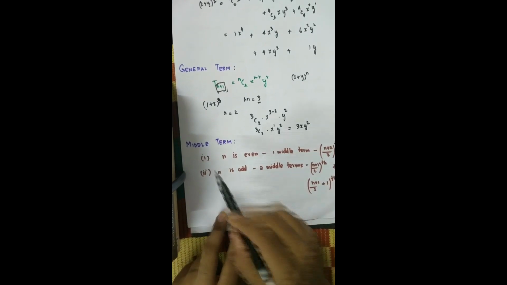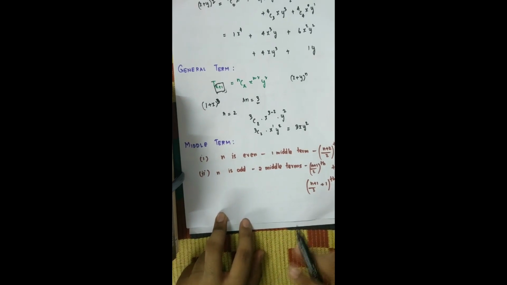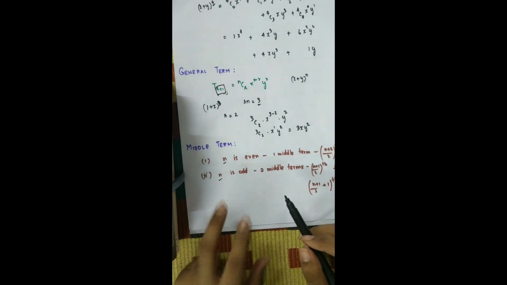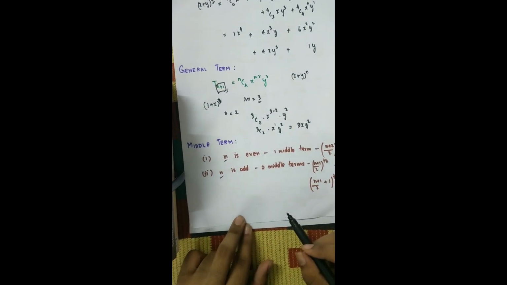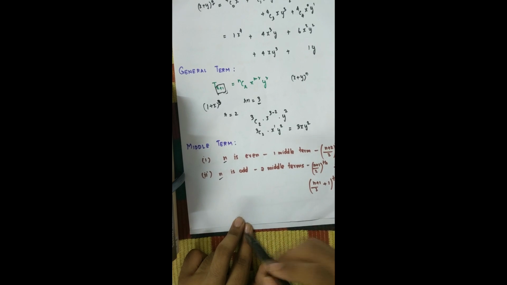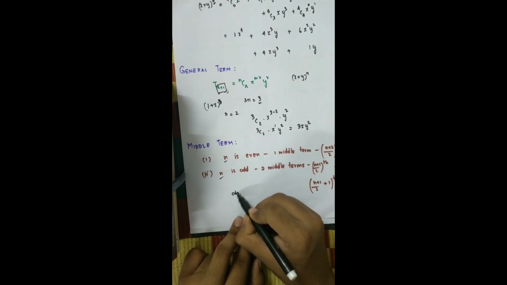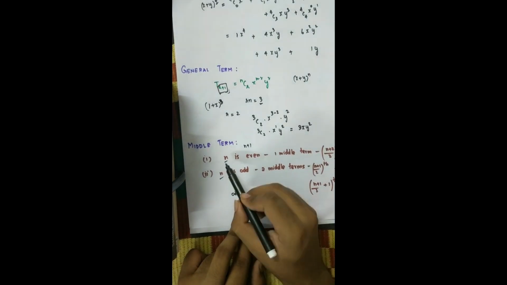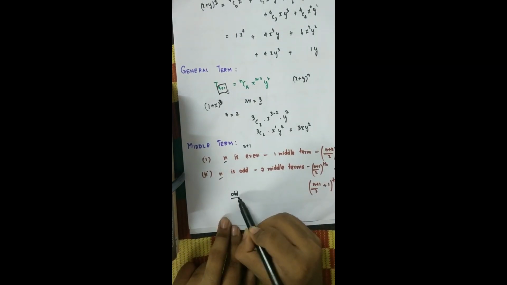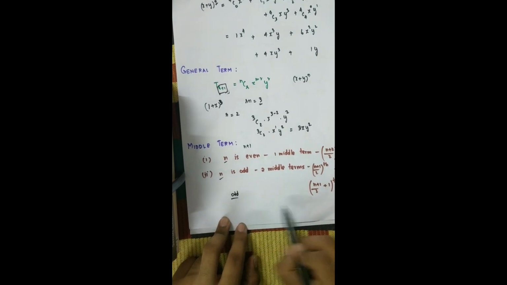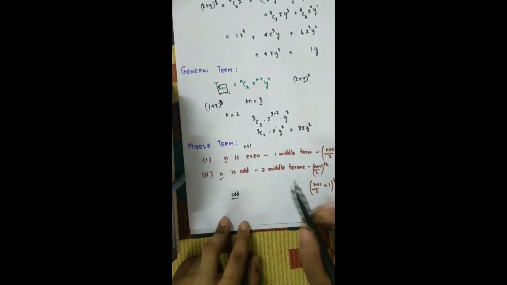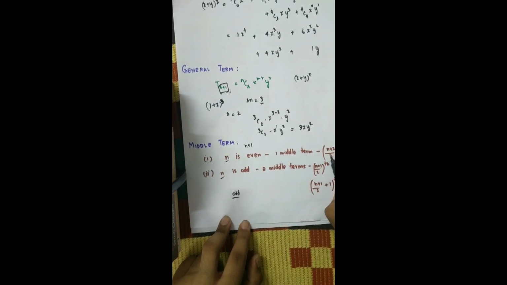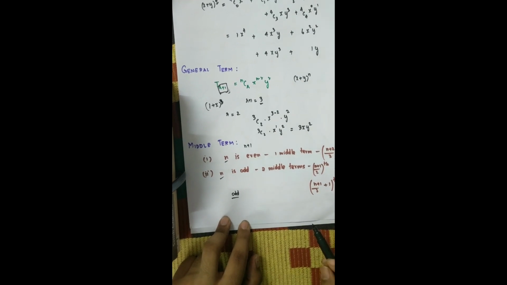Next we'll see what is the middle term of an expansion. Now this depends on whether n is even or odd. Let's say n is even, right? If n is even, then there is definitely going to be an odd number of terms, because we know that there will be n plus 1 terms, right? So for an odd number of terms, there will be only one middle term, and that middle term is nothing but the (n plus 2 by 2)th term, right?